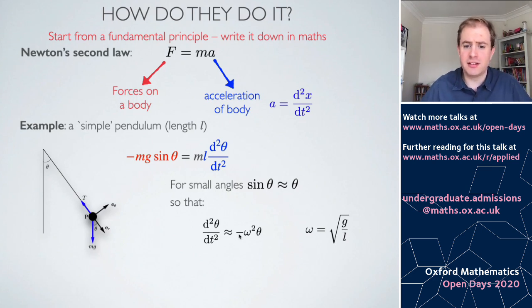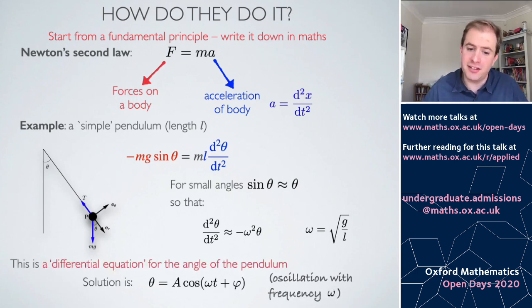Now, if you've seen calculus and you've seen the calculus of trigonometric functions, then you may know that the functions whose second derivative is minus itself are the trigonometric functions cos and sine. If you've also seen simple harmonic motion, then you may hopefully recognise this as the equation of simple harmonic motion. But in any case, the general solution of this equation is that theta is some amplitude A times cos of omega t plus a phase phi.